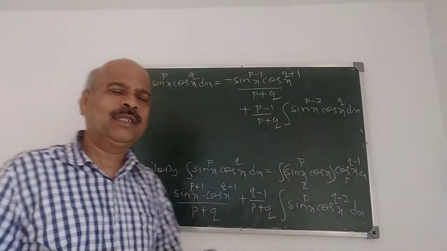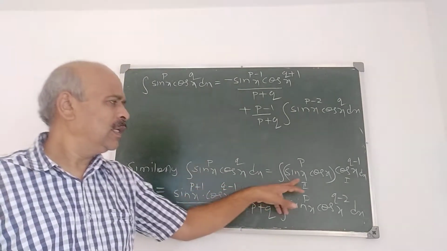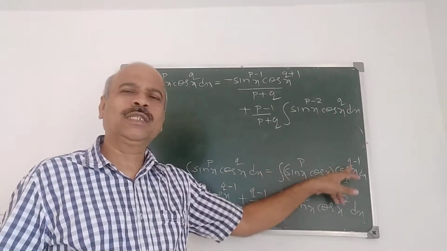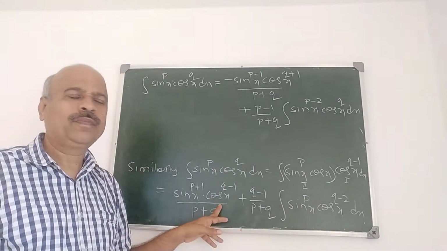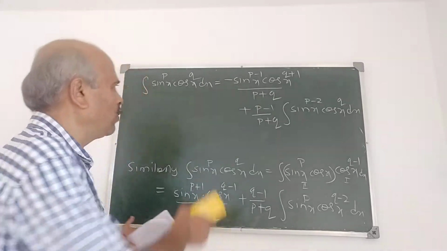And the second method is we can also write sin x raised to p cos x raised to q as sin x raised to p cos x into cos x raised to q minus 1. Then we will get this as the reduction formula. So there are two methods here and both serve as reduction formula.